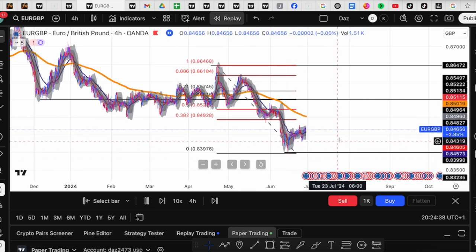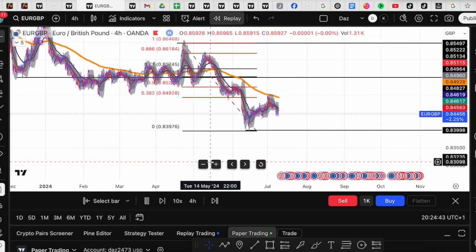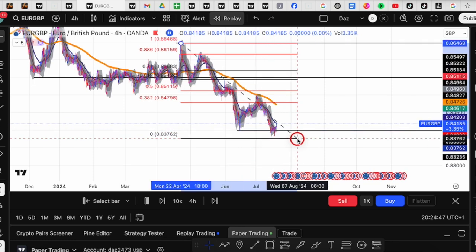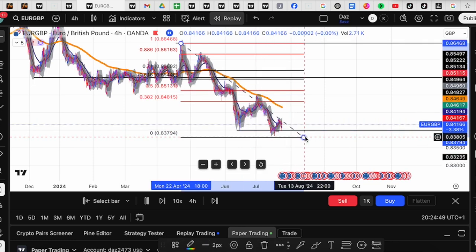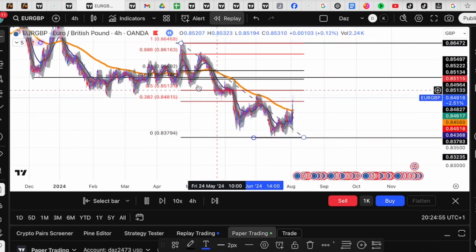Now, it hasn't pulled back enough. It's pulled back to the 382. This is still my range. Now if it keeps moving down, I keep moving it down. It's not pulled back enough, so this is my new low. This is my range here.